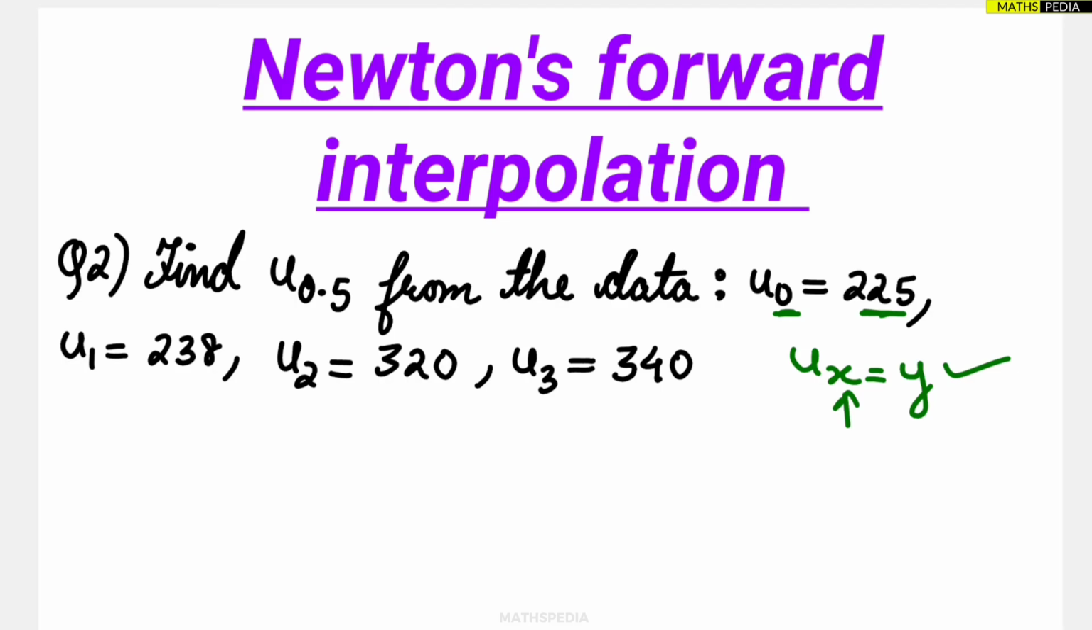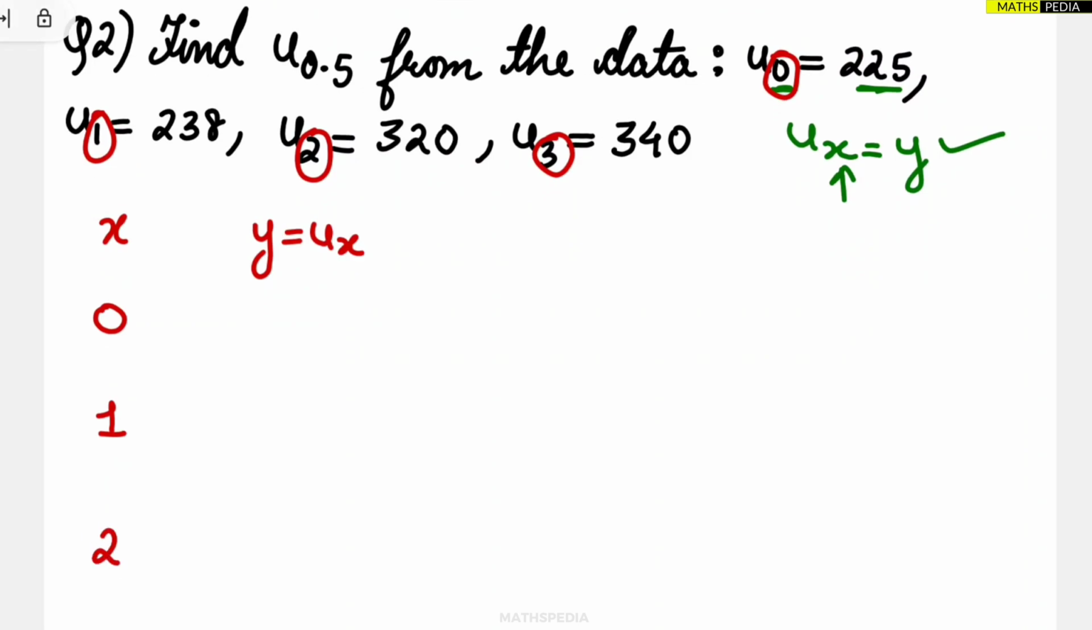So let us form the table first. We'll start with the x values, then y, which we can write as ux, if you want, for reference. Otherwise you can leave it as it is. Starting with the x values, just write column-wise: 0, then 1, then 2, then 3. Then the corresponding y values you have to write.